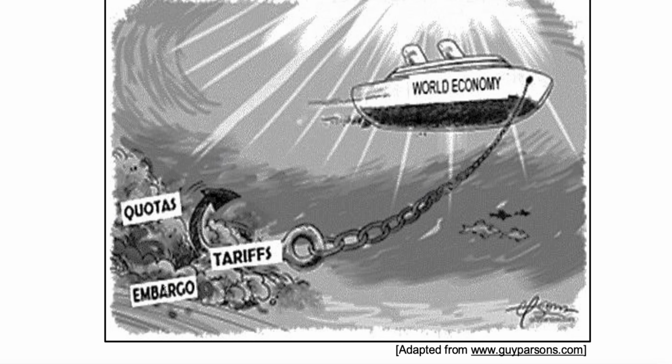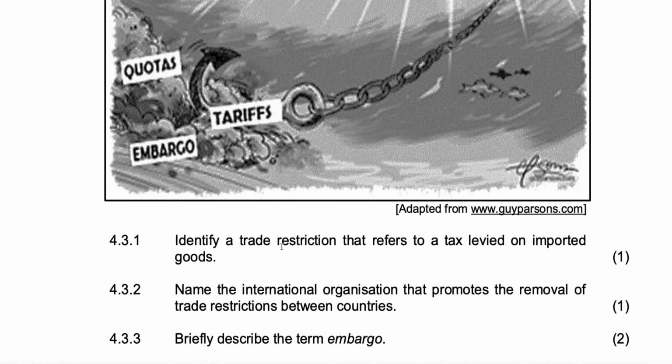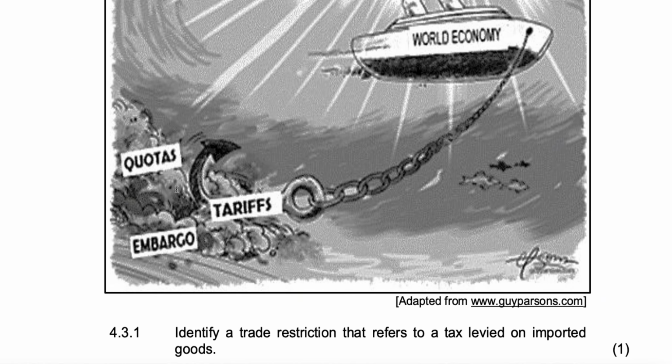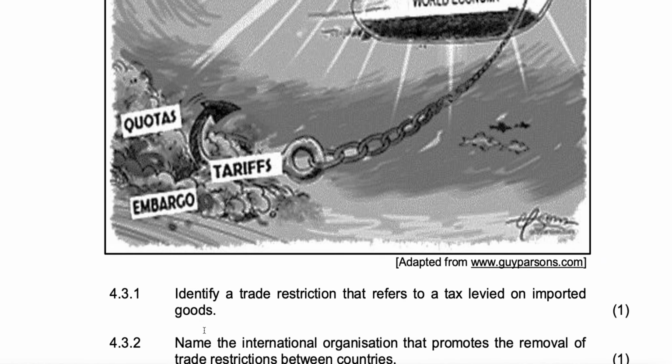Well, embargo is a complete ban on the exporting or importing of certain goods. It's called the embargo. Okay. Quotas, it's a limit on the amount of goods that can be brought into a country. A tariff is a tax that is charged on goods that are imported. And making use of all this, we call it protectionism. Not using them, we call it free trade.